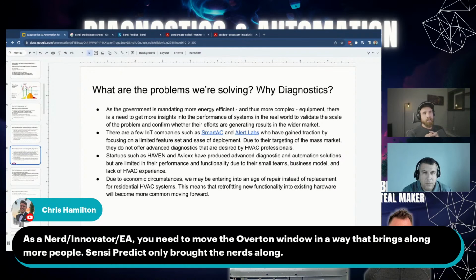I like the term ecosystem. When you start thinking about what the future could hold, it's where you have everything interoperable somehow. With Sensi Predict, there wasn't really an ecosystem around it. There was a manufacturer that had a really technically advanced product that was good for a very niche application, but it didn't go further than that.